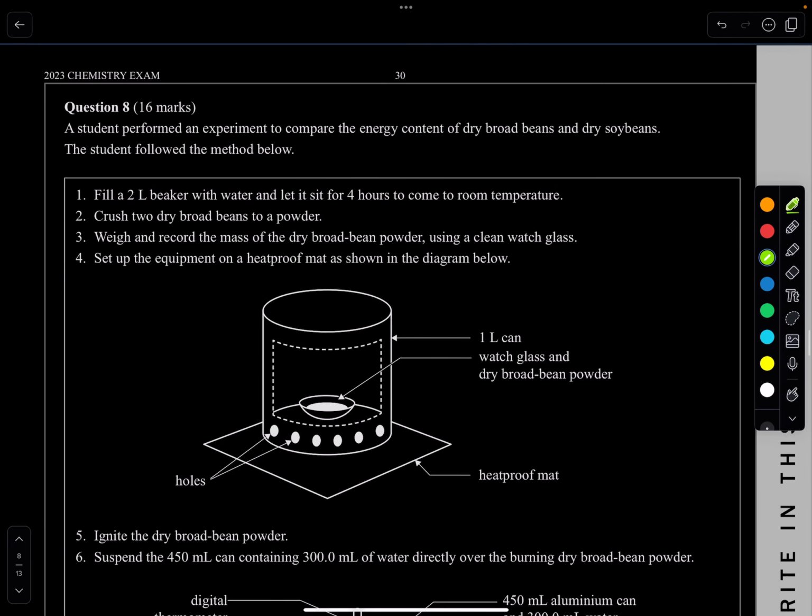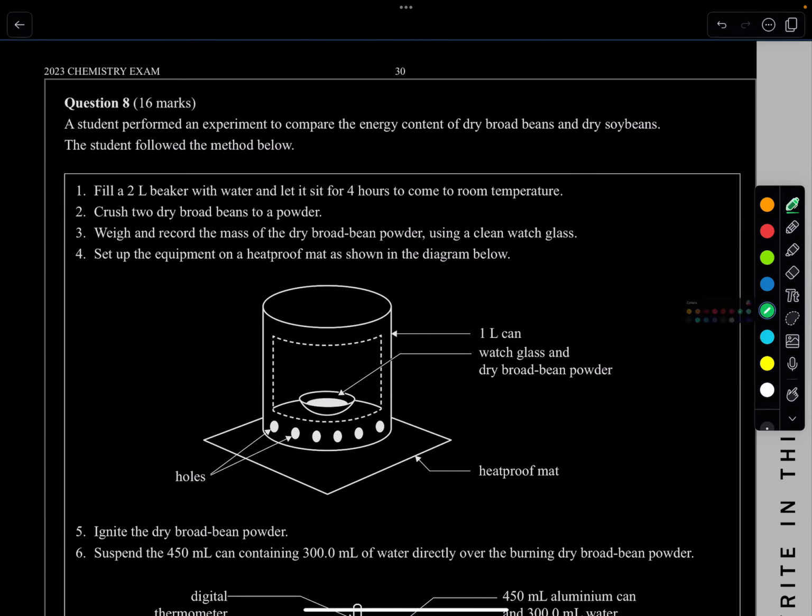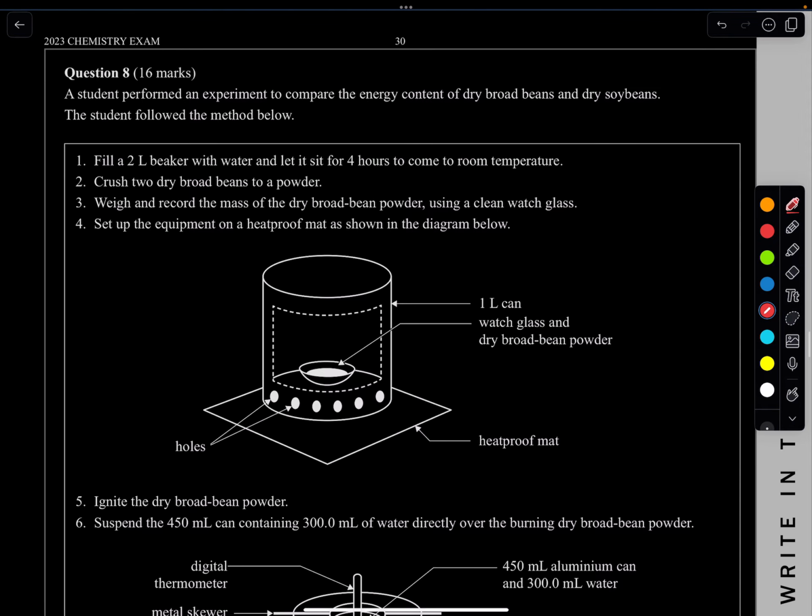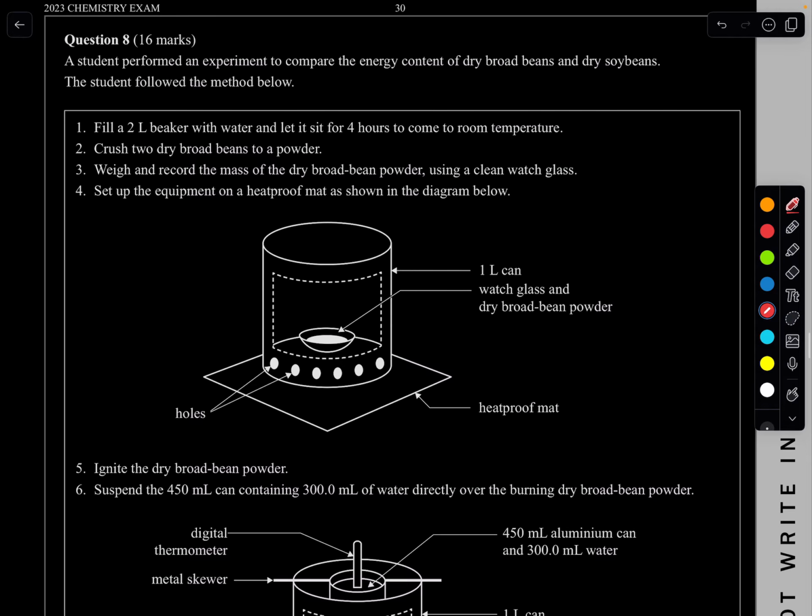All right, question 8. Let's have a try at this question. Let's use a different color, this red. A student performed an experiment to compare the energy content of dry broad beans and dry soybeans. The student followed the method below. These questions are so common in exams now. When you're reading them, look straight away for mistakes, and what he's done wrong. Before even looking at the questions, think of some mistakes and safety hazards, and highlight them.